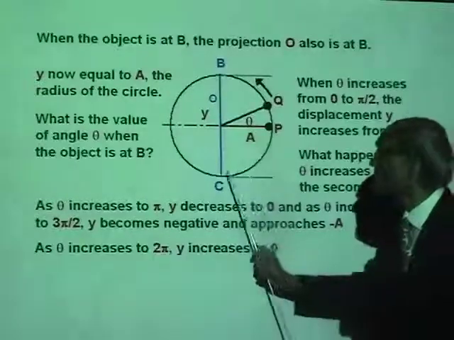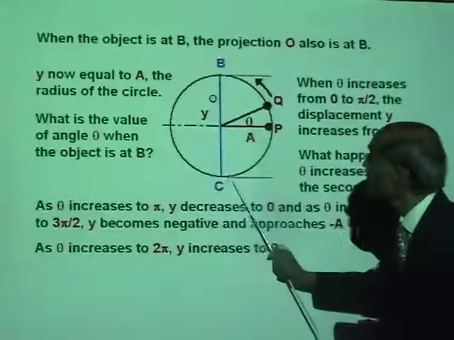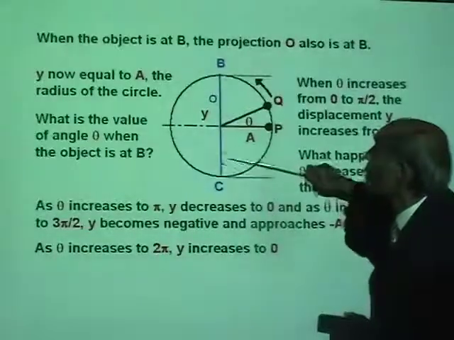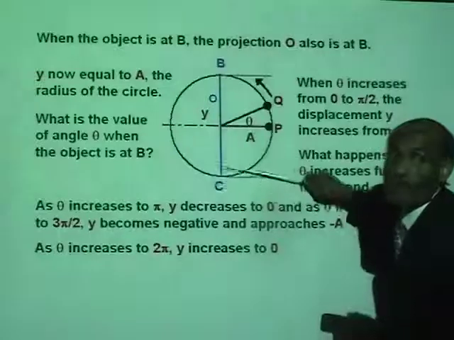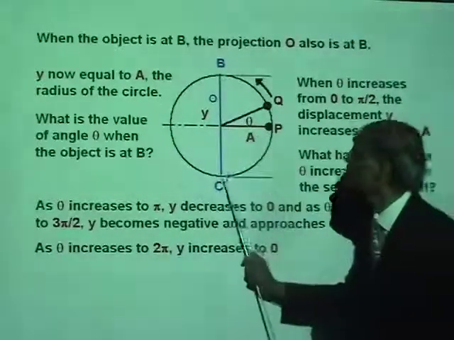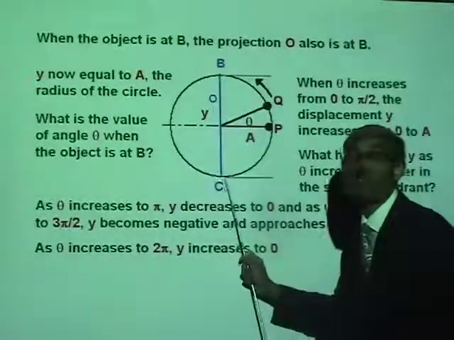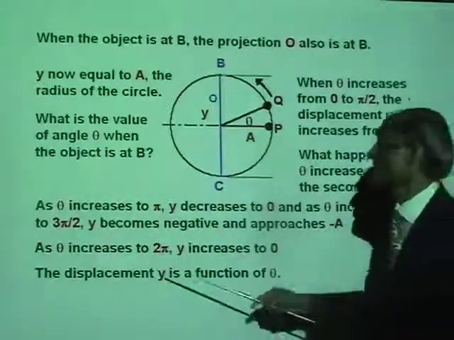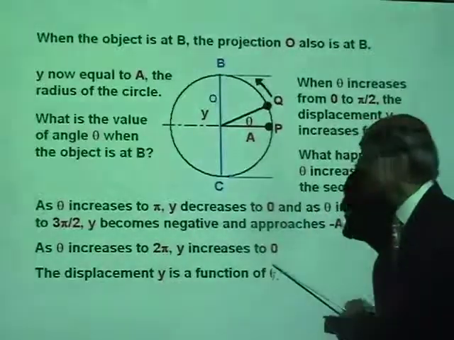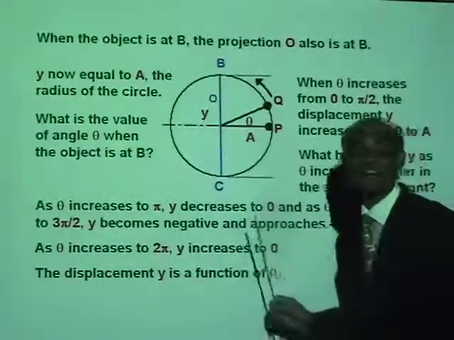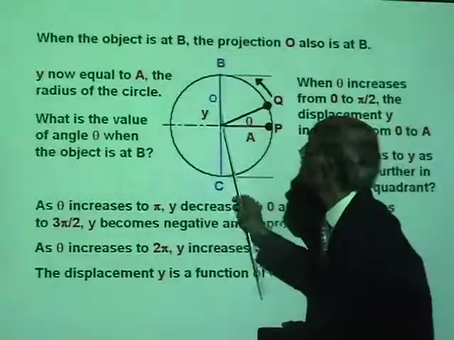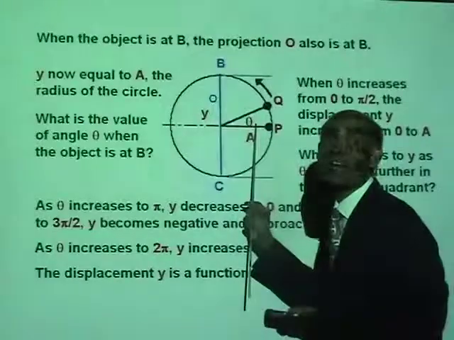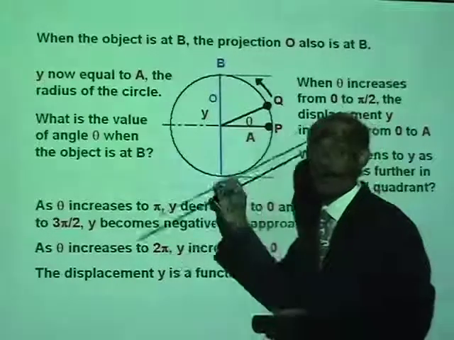And then, as theta increases from 3 pi by 2 to 2 pi, the projection will go back to the origin. Y will increase to 0. In other words, y will increase from negative A to 0. Okay, the displacement y is a function of theta. In other words, the displacement of the projection depends on the angle theta. Is that right? One more time.